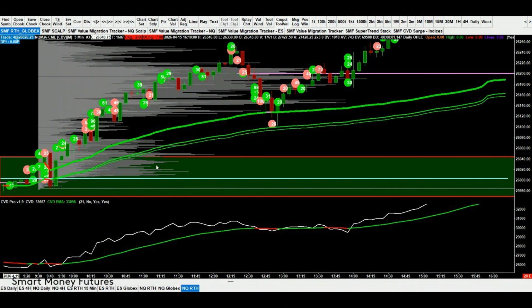Okay, so here's a practical NQ scenario. Let's put this into practice with an NQ example. NQ is trading near the prior day high. The session has already pushed higher. CVD is elevated.